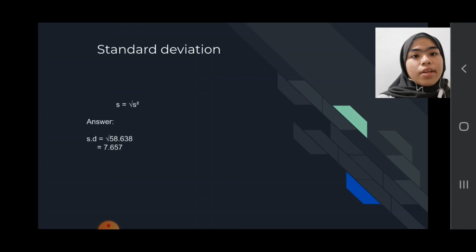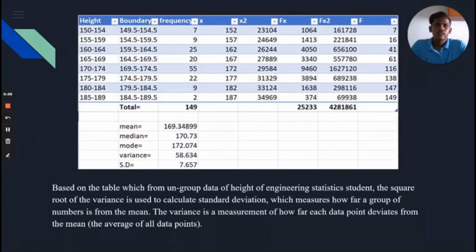Okay, for the standard deviation, s equal to square root of s power of 2. So by using our variance from before, we just square root it and we got the answer 7.657.